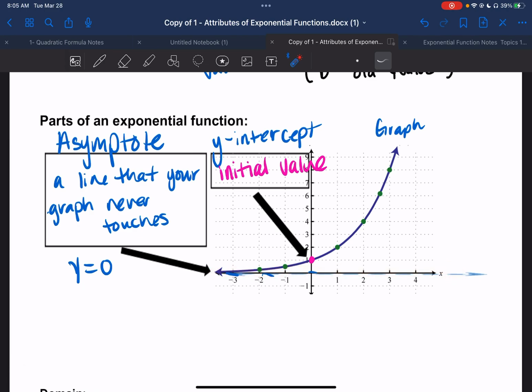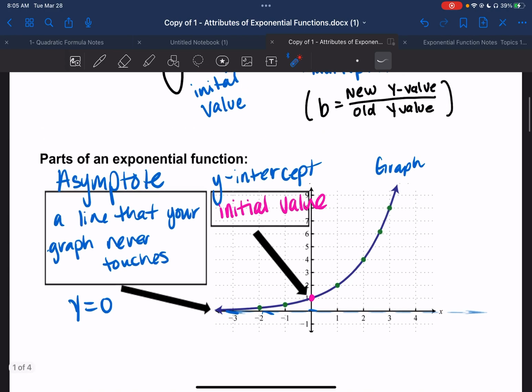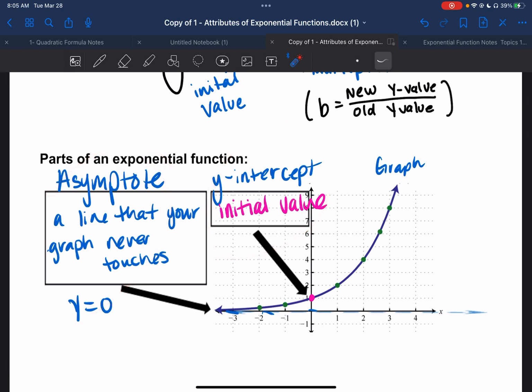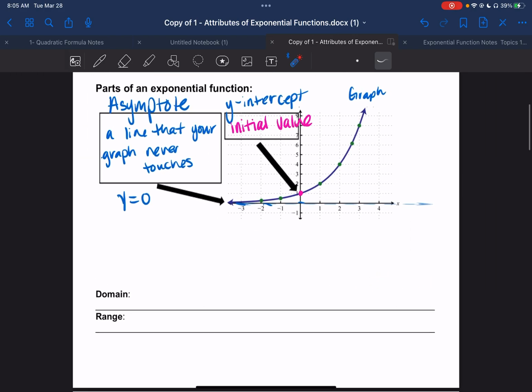All right, so here are parts of it. You have an asymptote, you have a y-intercept, and your graph either goes up like this or comes down like that. And then lastly, here are the other parts of it. You've got to find your domain and your range. Let's think about this domain and range.